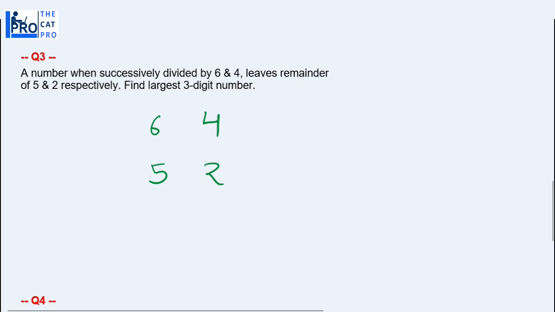So 6 into 4 will be 24. So the first part of the answer will be 24x. The second step is we have to start from the bottom right, and the top right will not be used. Then multiply 2 into 6, 12, plus 5, 17. So 24x plus 17 is our answer. Now they are saying find the largest 3-digit number.